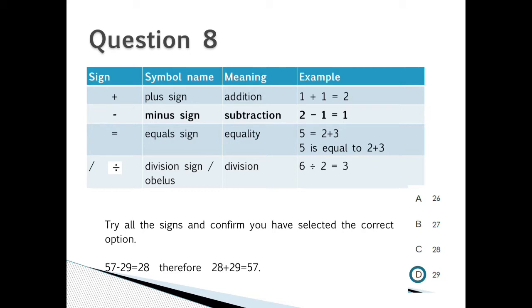So 5 is equal to 2 plus 3. The next one is a division sign, which means division. So 6 divided by 2 is equal to 3. You need to try out all signs and confirm that you have selected the correct option. So 57 minus 29 is equal to 28. Therefore, 28 plus 29 is equal to 57, and your answer will therefore be D.